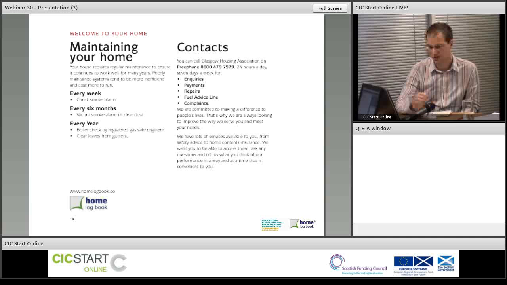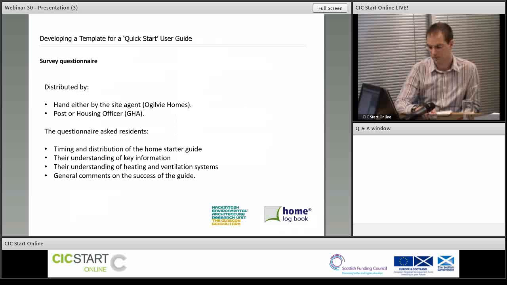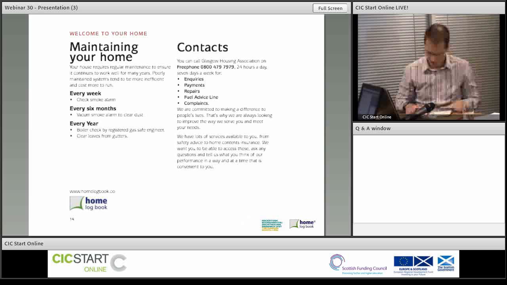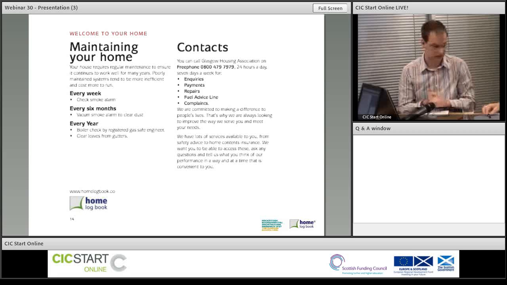This is the Glasgow Housing Association project, but obviously Ogilvy have got a follow-up and aftercare service as well, so that goes in there. And now, after going through all of those, we issued those to a range of houses, and Rosalie undertook a survey and got feedback on the booklets, and she's going to talk you through that now.